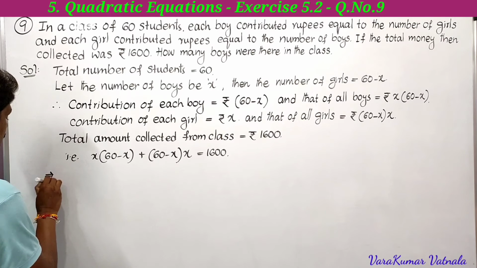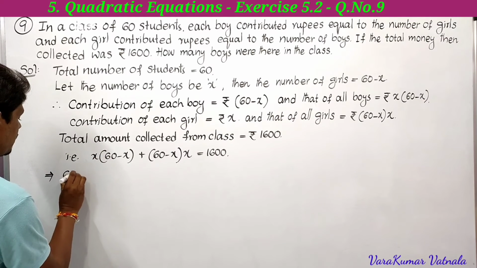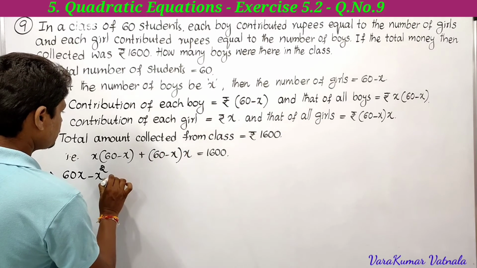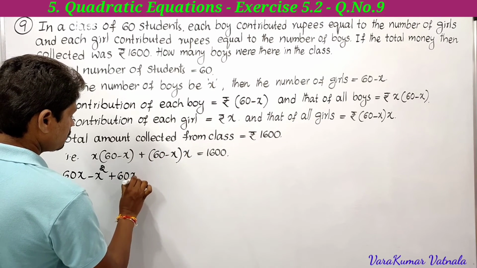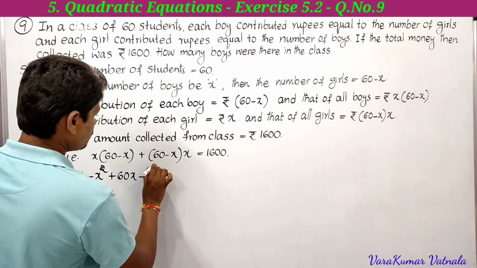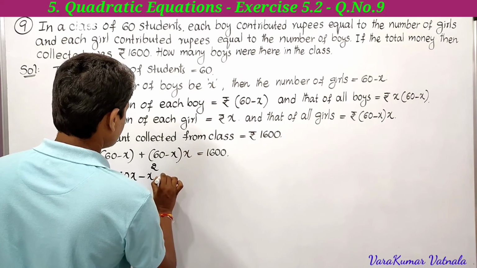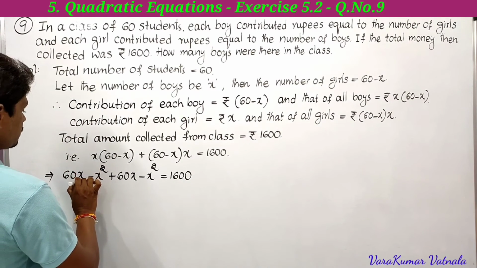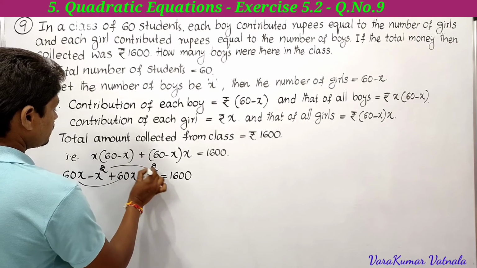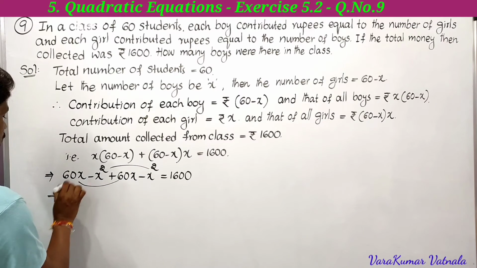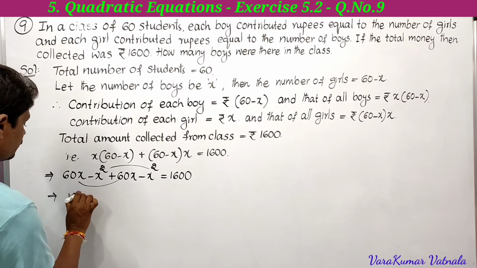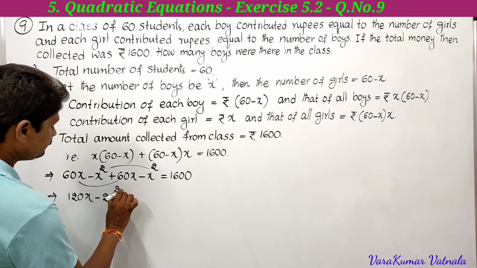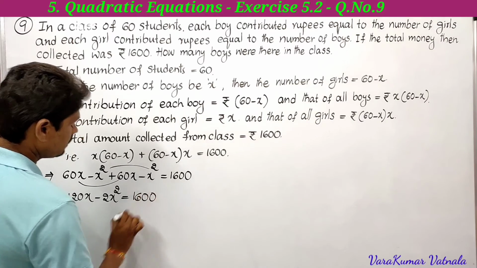See here, we have to multiply x into 60 minus x: 60x, and x into minus x, minus x square. Here also 60 into x, plus 60x, and x into minus x, minus x square, is equal to 1600. So now you have to simplify. Plus 60x plus 60x is 120x. Minus x square minus x square becomes minus 2x square. So 120x minus 2x square is equal to 1600.